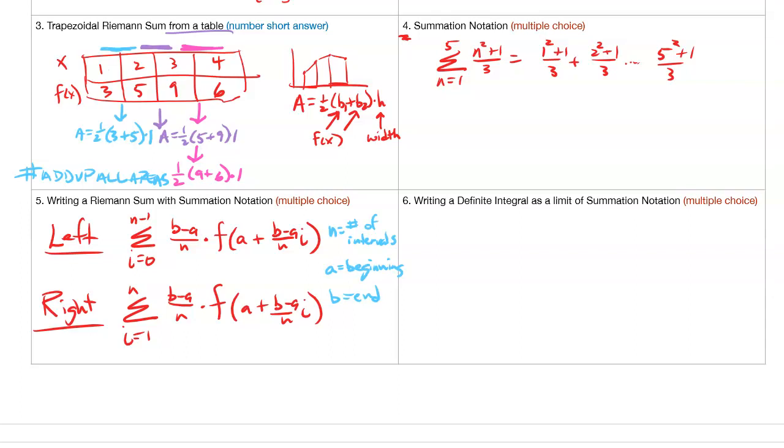So if you guys remember, a definite integral is like an infinite number of rectangles. And so the one difference is that you're going to have the limit as the number of rectangles goes to infinity. It doesn't matter if you use left or right. So I traditionally just use right because then you can put infinity on the top.